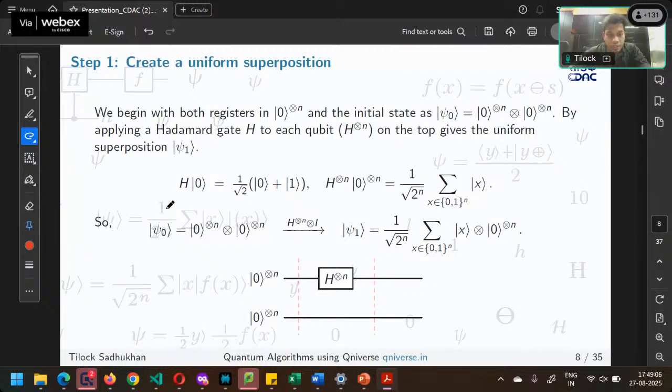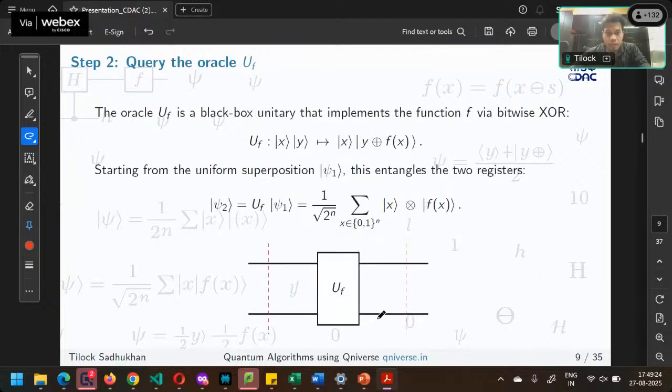So we have a state psi 0, which is this, and then applying the Hadamard gate. I have just tried to show it in the circuital form to have a more intuitive understanding. So psi 0, and then we're getting a psi 1, which is nothing but just like this. This is our state after the Hadamard gate. Now, after the Hadamard gate, we're applying the oracle. Now, what is the oracle?